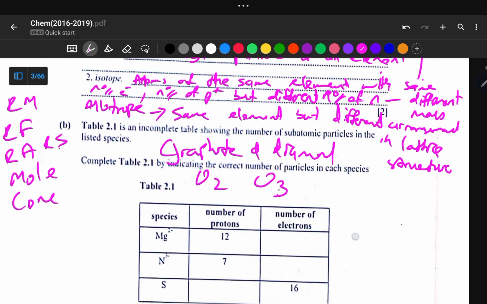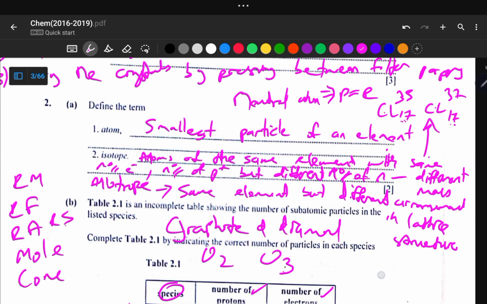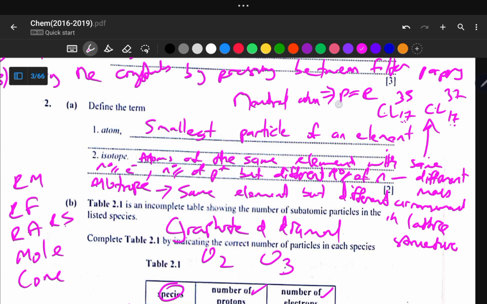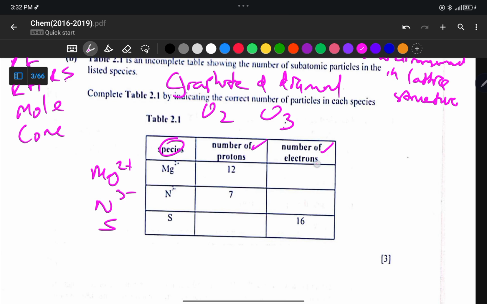So we want to move on to the table. We've got this table showing the number of protons, the number of neutrons, and the species. We've got the magnesium ion Mg2+, the nitride ion N3-, and the sulfur atom. As I've alluded to, for a neutral atom the number of protons is equal to the number of electrons, so for sulfur we've got 16.